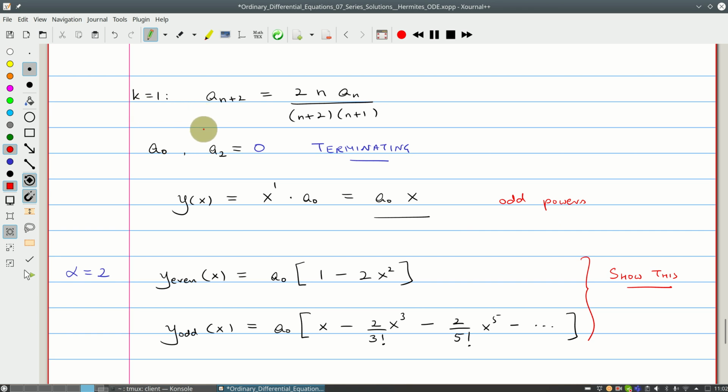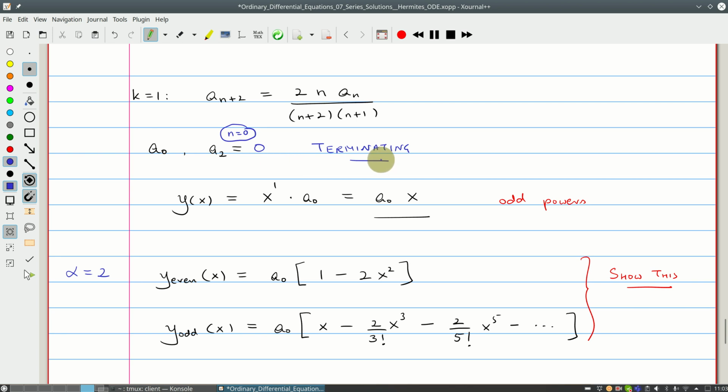For k equal to 1, we have a terminating series this time, because we have a recursive relation a_(n+2) equals 2n a_n divided by the stuff. Once you set n, you start with a naught. Once you set n is equal to 0, we get a2 is 0 and all subsequent terms are 0.